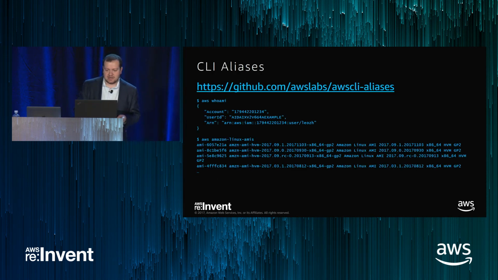Now, before we go into querying, one other thing I want to mention was aliases. This is in our AWS Labs repo, AWS CLI Aliases. You can set up aliases that run more complicated commands in the background, so you don't have to remember long commands. If you use this, you can do things like aws whoami, which shows you who your user is, or list the Amazon Linux AMIs, right?